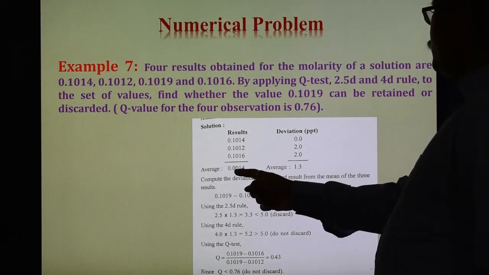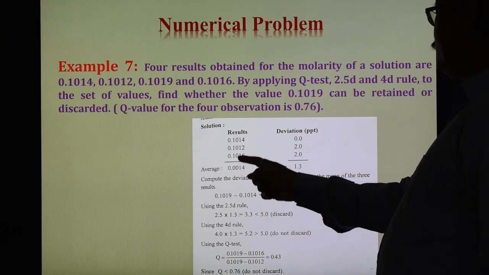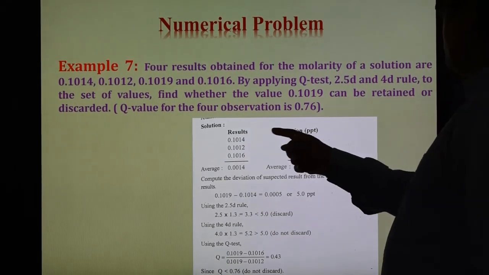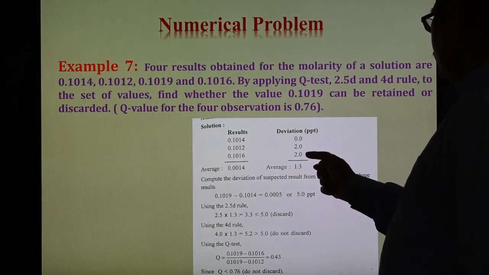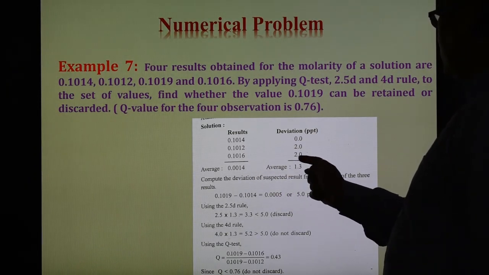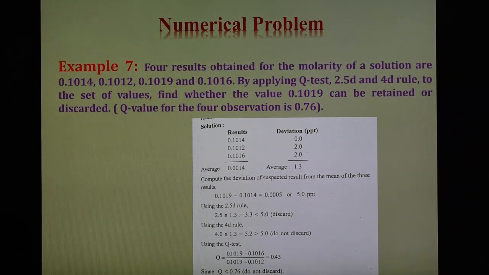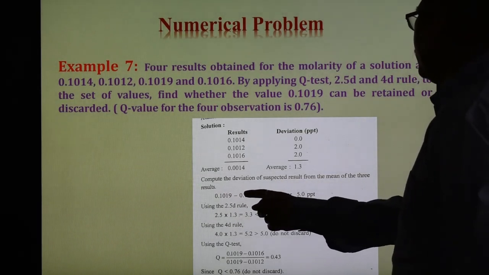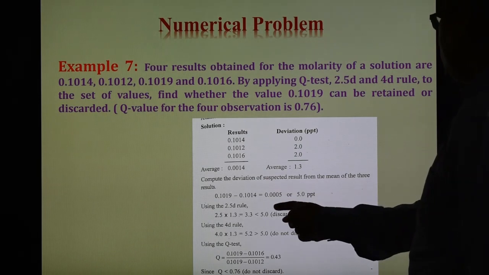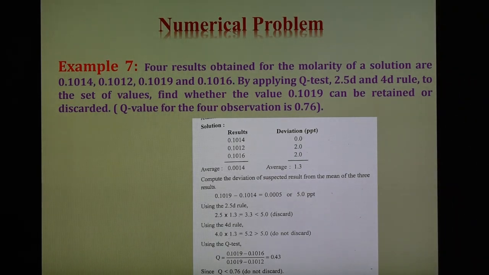We have determined the average of these. After that, find the deviation from the mean for each value. So this is the deviation delta, and this is the average deviation, 1.3. Now the suspected result and the mean of the 3 results: this is the suspected result and the mean, and this is the difference. It can also be represented as 5.0 ppt.